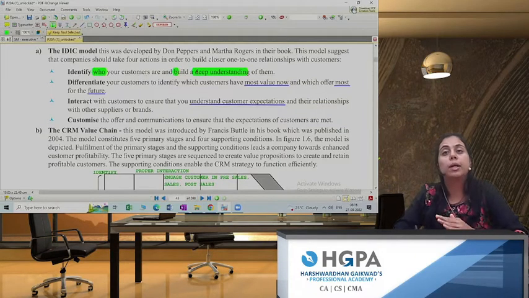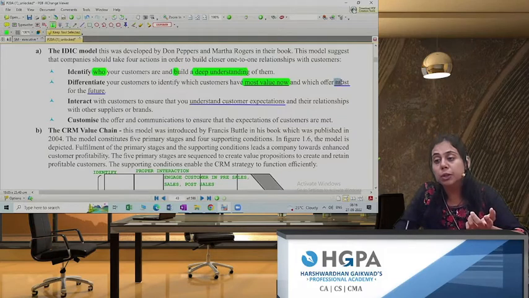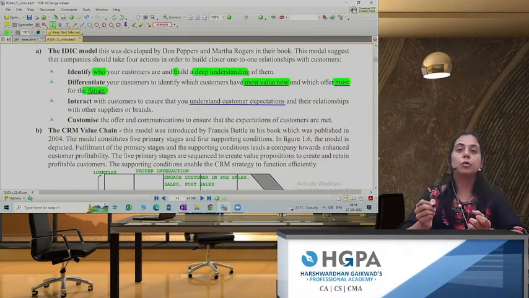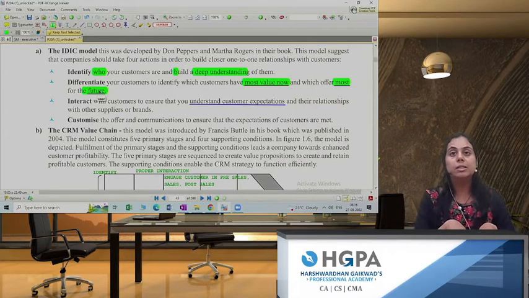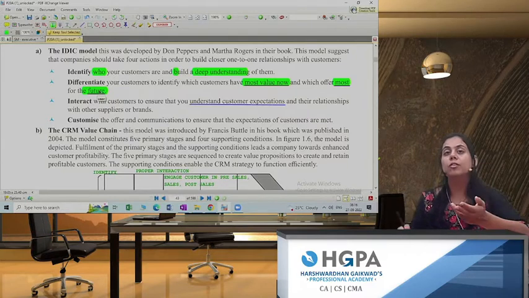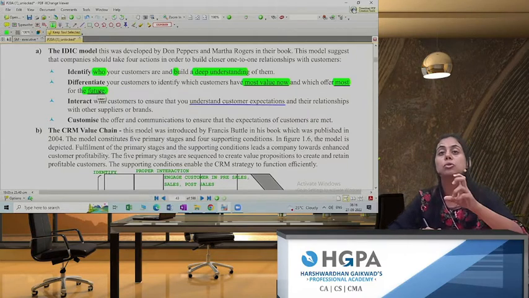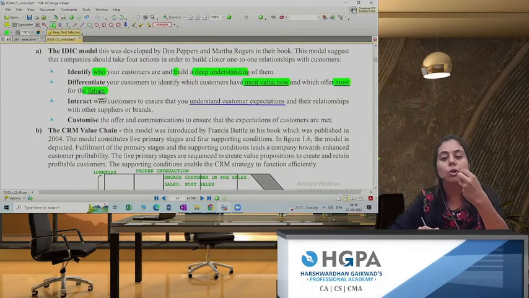Differentiate your customers to identify which customer will have the most value now and which will offer the most value in the future. We need to distinguish which present customer is giving the highest value, and which customer in the long run, even after 10 years, will still give me value. We need to identify those types of customers so that our business can survive for a longer duration of time.